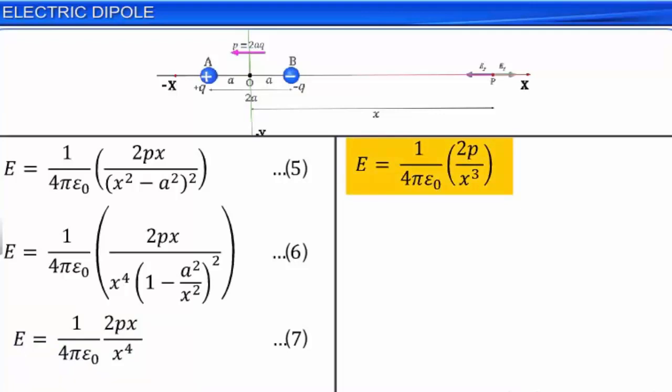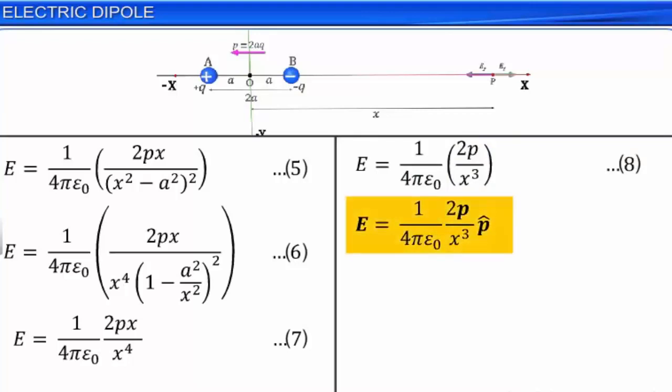In vector notation, equation 8 can be expressed as E is equal to 1 by 4 pi epsilon naught 2p by x cube into p cap, where p cap is the unit vector along the dipole axis in the direction of minus q to plus q. Let this be equation 9.